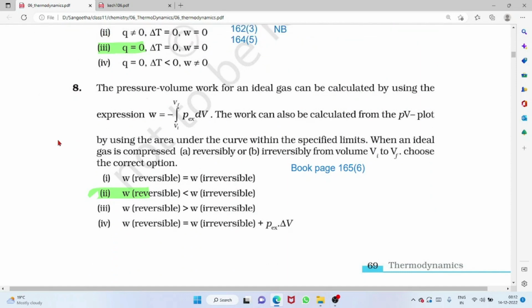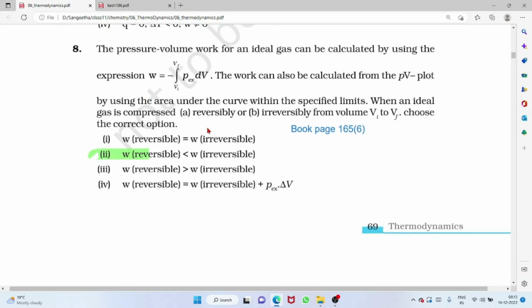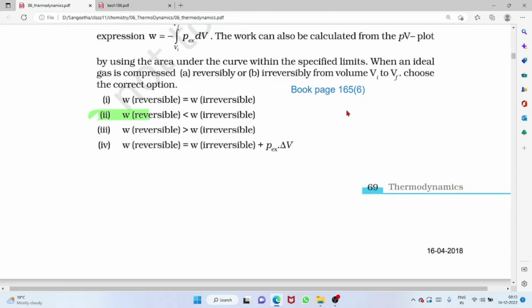The pressure volume work for an ideal gas can be calculated by using the expression. The work can also be calculated from the pressure volume plot by using the area under the curve within the specified limit. When an ideal gas is compressed reversibly and irreversibly from volume initial to final, choose the correct option. So here the work done for the reversible is less than the work done for the irreversible. That is 6.